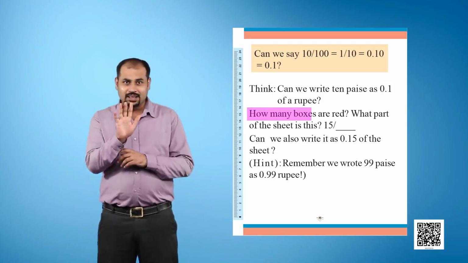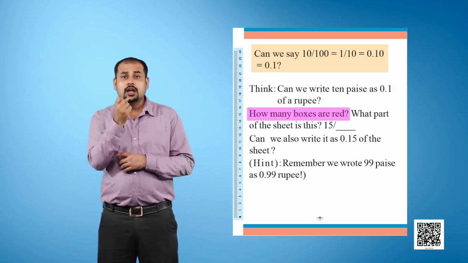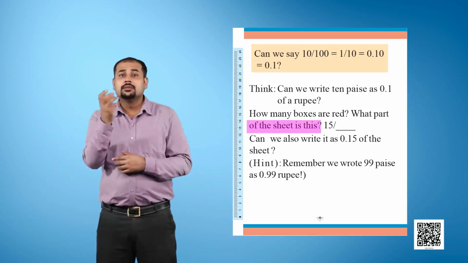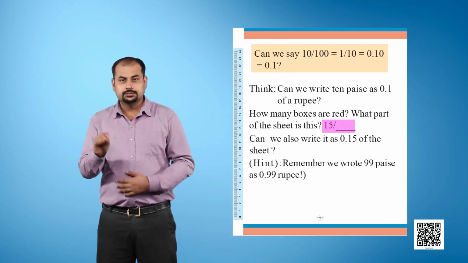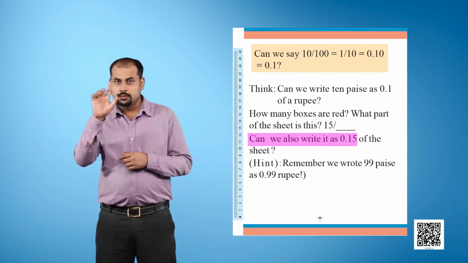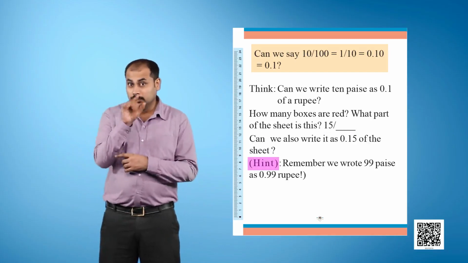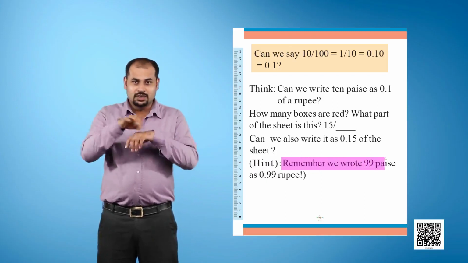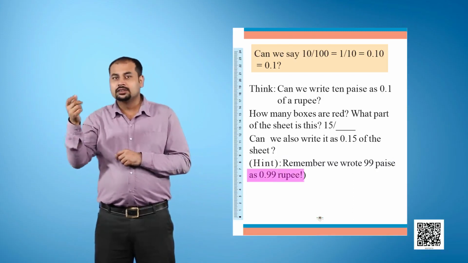How many boxes are red? What part of the sheet is this? 15 by dash. Can we also write it as 0.15 of the sheet? Hint. Remember, we wrote 99 paise as 0.99 rupee.